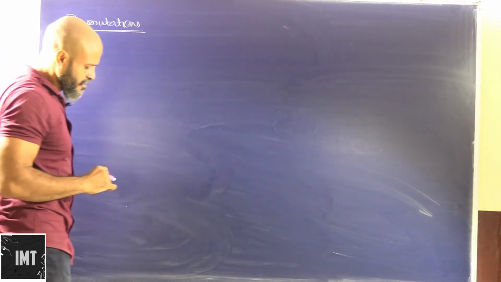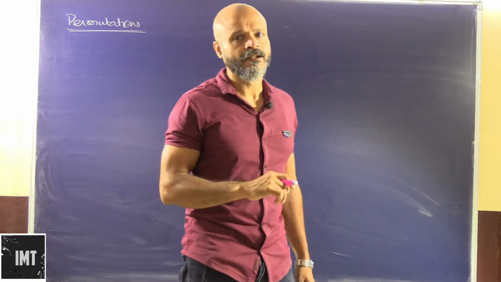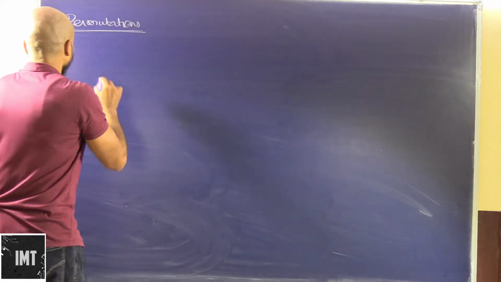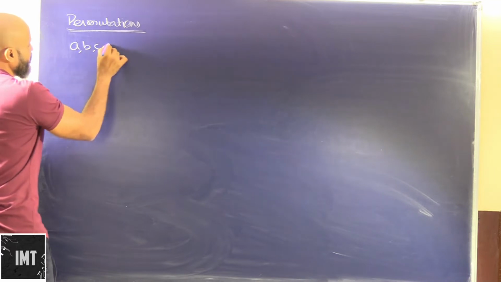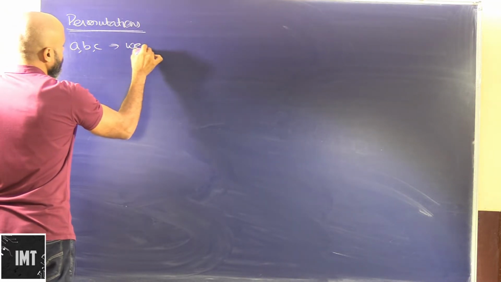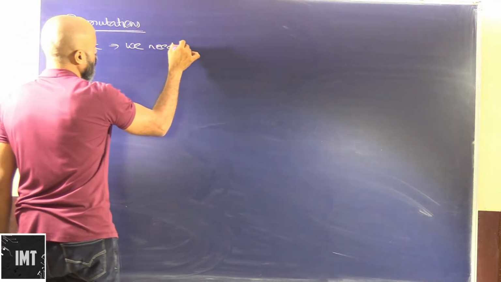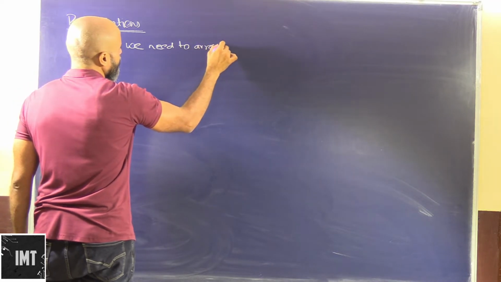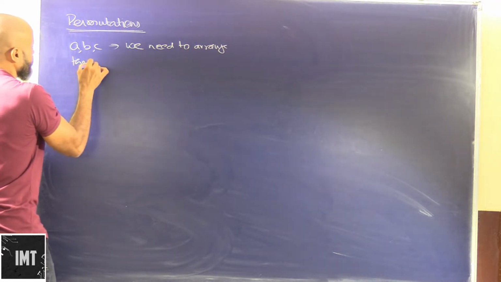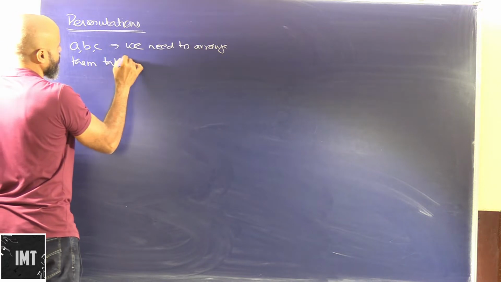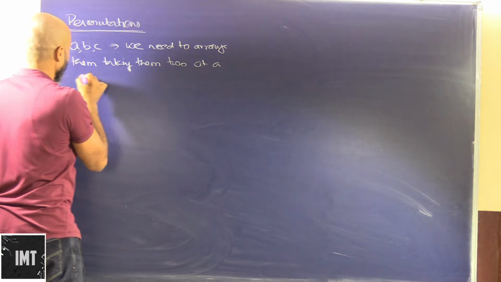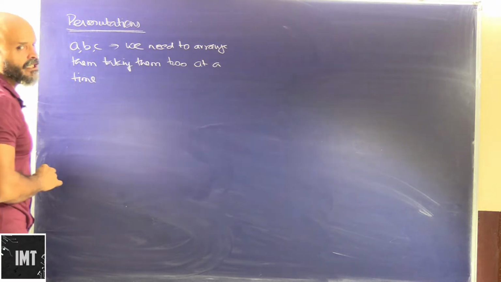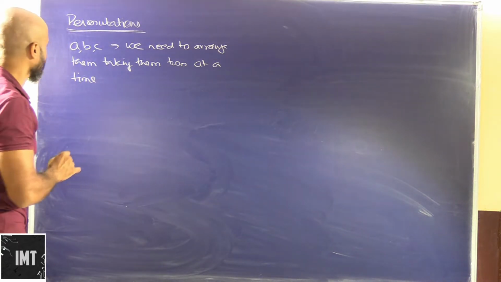Okay, so let's say we have three alphabets here, A, B and C, and we need to arrange them taking them two at a time. We need to arrange them taking them two at a time. So how many arrangements are basically possible?